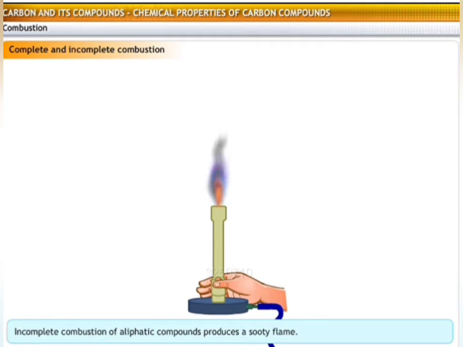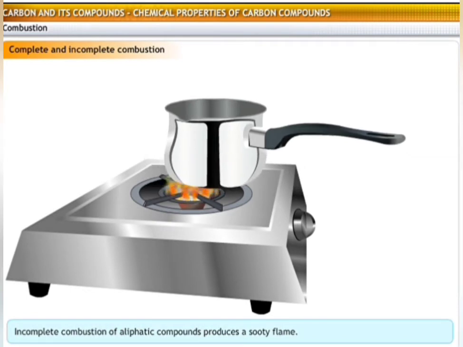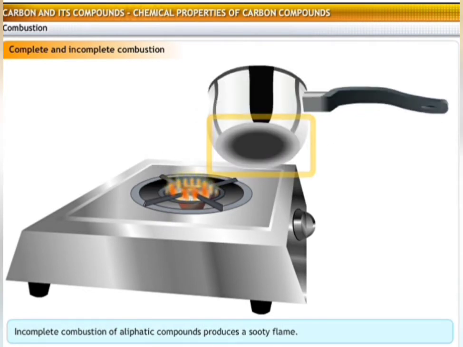So we can conclude that saturated compounds on incomplete combustion produce a sooty flame. This is why the bottoms of pots and pans get blackened by the flame from domestic gas burners when the air holes have not been cleaned for some time.